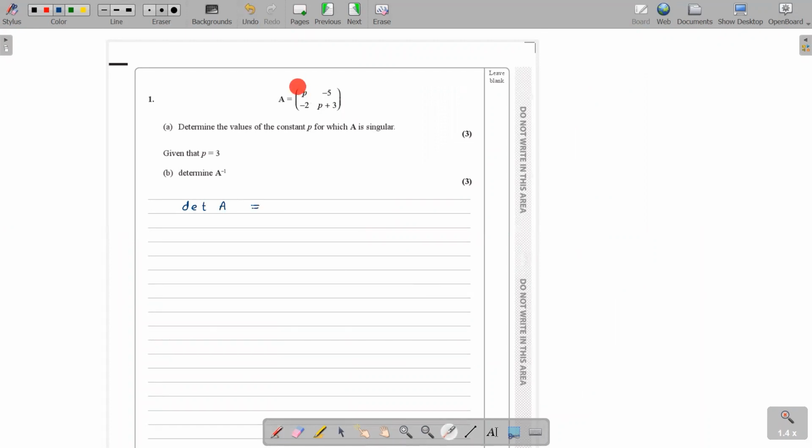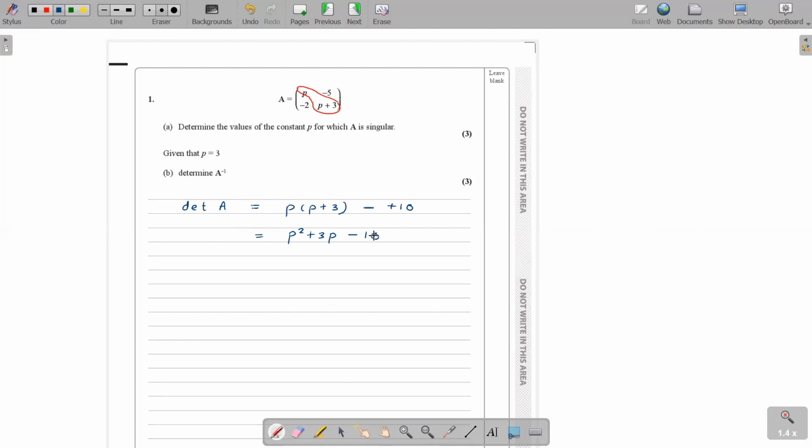How do we calculate the determinant? Take the product of the main diagonal, right? So the main diagonal is P and P plus 3. So multiply P into P plus 3, the main diagonal product, and subtract the product of the other diagonal. Minus 2 into minus 5 is plus 10. Okay, so then we'll get the answer here: P squared plus 3P minus 10. So this is the determinant of A.